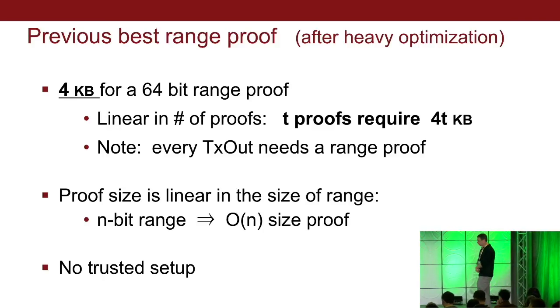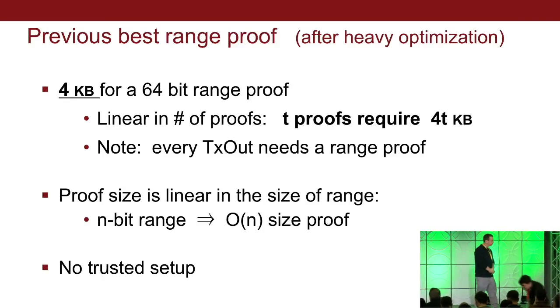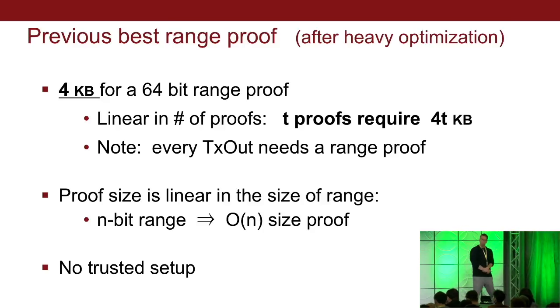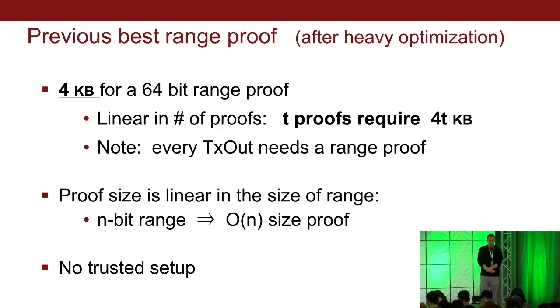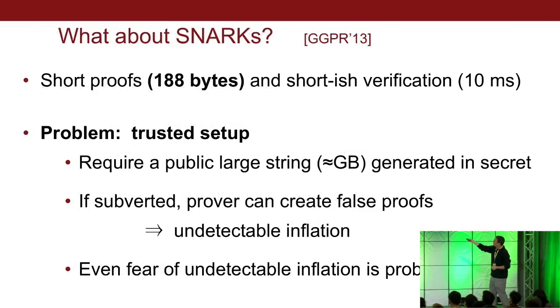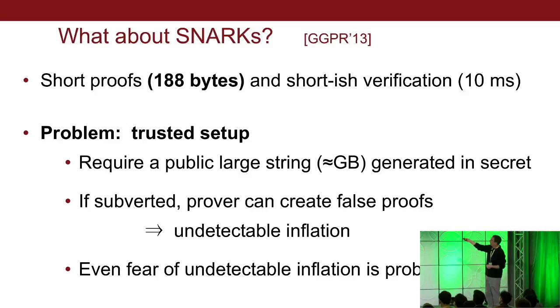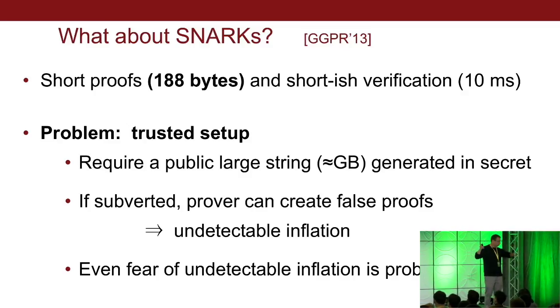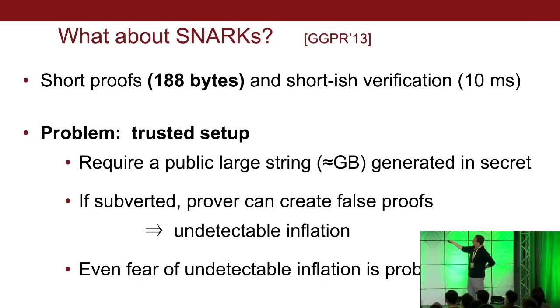Actually, before I tell you about Bulletproofs, you should ask me about another technique called SNARKs, or zero-knowledge SNARKs, which is a way to do these proofs on commitments with very short proofs. Yeah, so the interesting thing about SNARKs is the proofs are very, very short. In fact, they're always 188 bytes, just 188 bytes. So that's a great improvement from 4 kilobytes. So the proofs shrink. The problem is that SNARKs actually require a trusted setup.